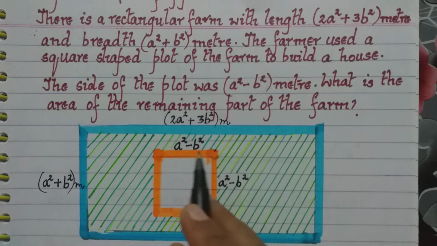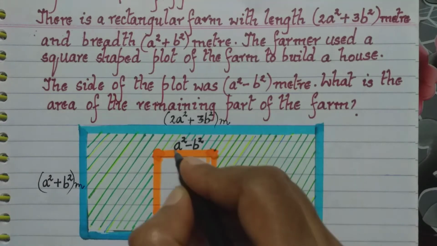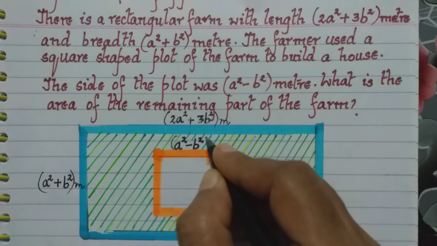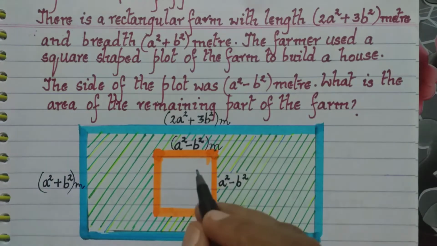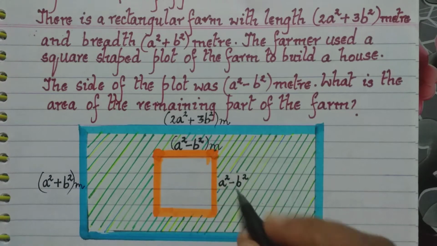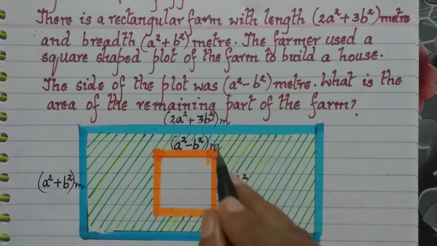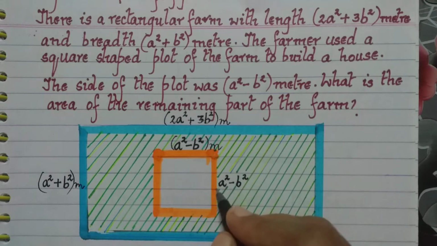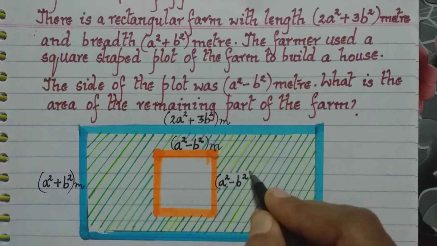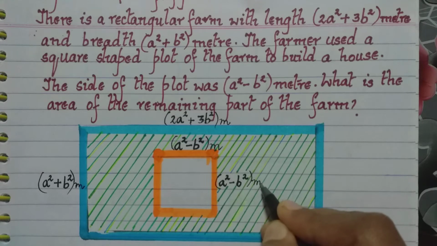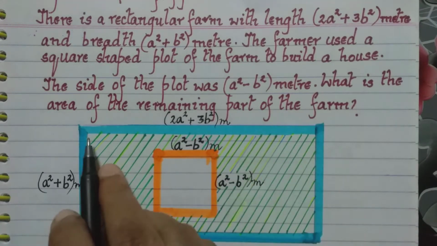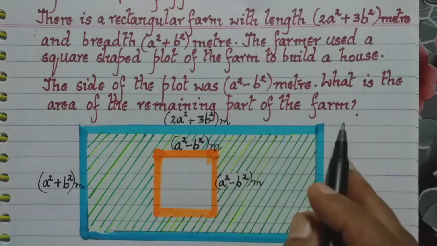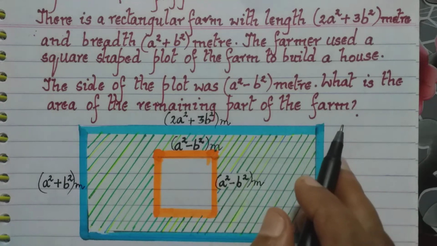What was the side of this plot? It was a square minus b square meter. That is what was given. Since it is a square, both the length and the breadth will be the same. So this also will be a square minus b square meter. Further, what did they say? What is the area of the remaining part of the farm?